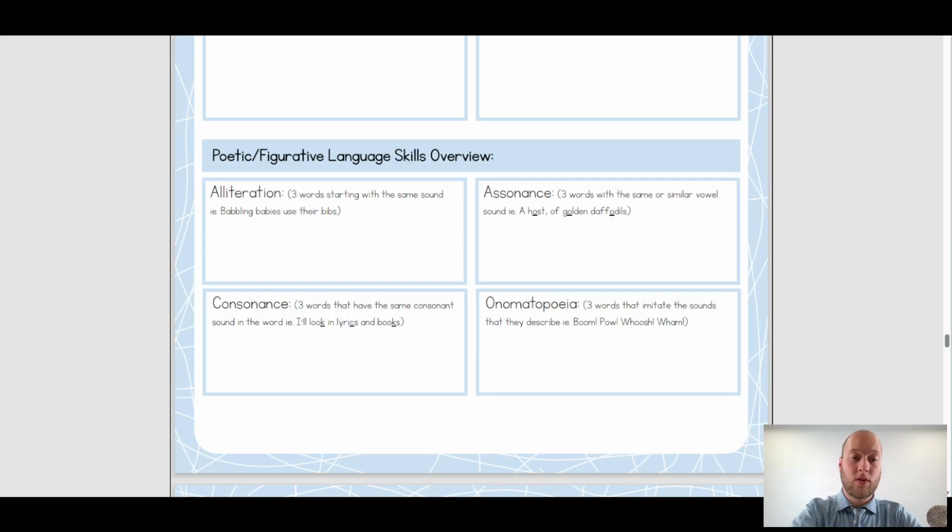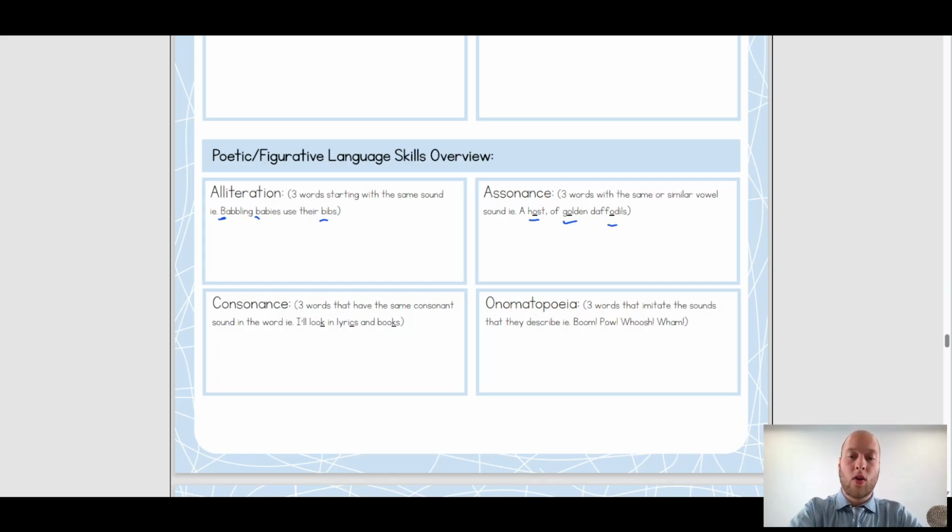So alliteration, so 3 words starting with the same sounding letter. So I've got b, b, b. Babbling babies use their bibs. Assonance, well, it has to be the same vowel sound. And it doesn't have to be the start of the word. So I've got o, o.